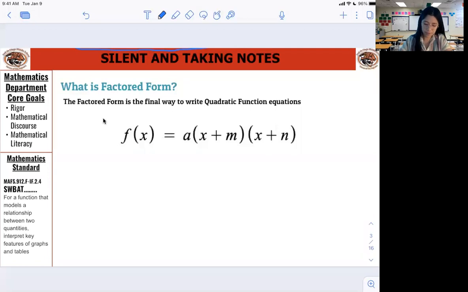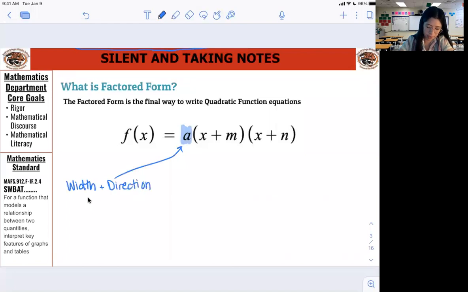So what's similar about factored form? From all the other forms we've learned about, what's the same? It has A. A is still the same A. So what does A always tell us? Shape and size, the leading coefficient. It tells us the width, and it also tells you the direction.